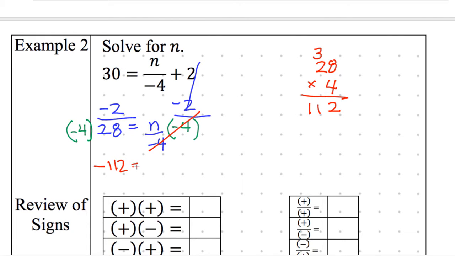Copy down that equal sign right underneath, and the n is by itself. It is isolated. If the n is isolated, we box our final answer once that variable is by itself. It is isolated, and n is equal to -112. And we could also check that answer by plugging it back in, but again, we're kind of limited on notes today.